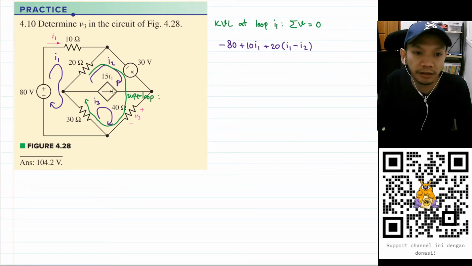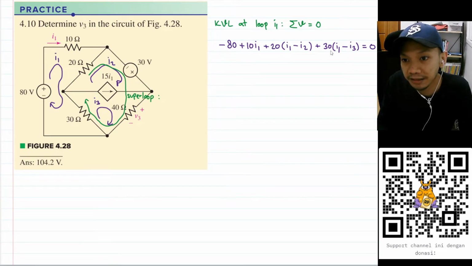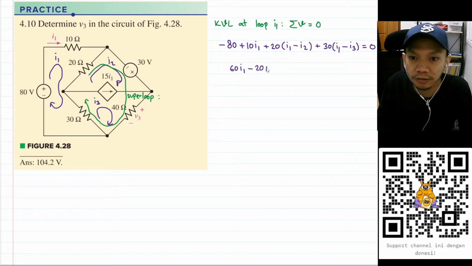Then for this 30 ohm resistor, again we multiply it by I1, but there I3 is flowing in the opposite direction, so I'll have minus I3. All of that will equal 0. We can simplify this using simple arithmetic: 10 plus 20 plus 30 will be 60 I1, and for I2, minus 20 I2 and minus 30 I3.